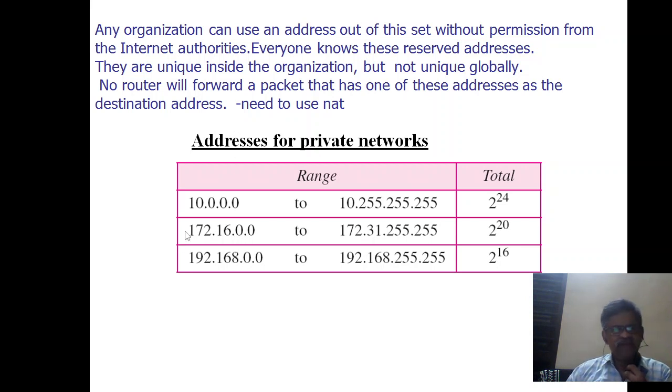So we will find 172.16.0.0 in our organization. In other organizations also it will be there. So for these addresses we don't need to get permission from the internet authorities. It is a privately used address, but not unique globally. These are the reserved addresses. They are unique within the organization. So within the organization we can have this. No router will forward a packet that has one of these addresses as the destination address. So there is a network address translation table. We will look at that later.